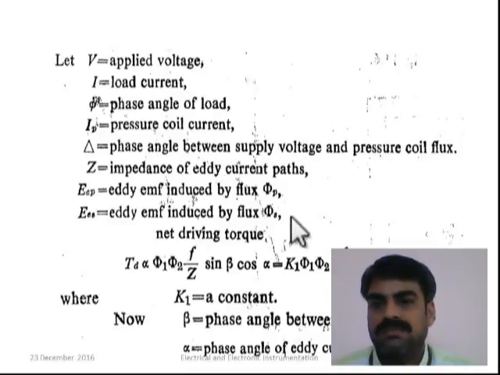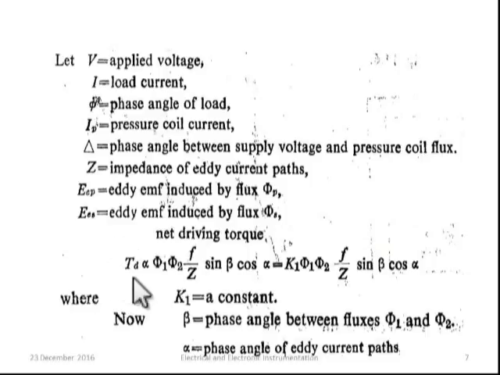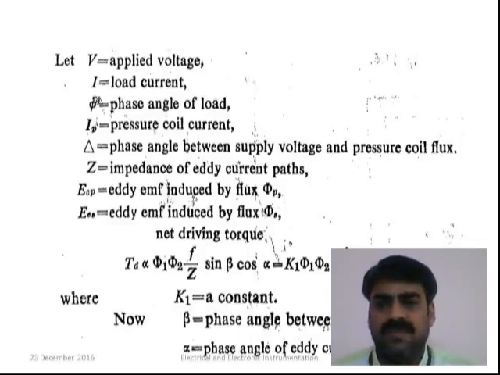So based on these assumptions, the net driving torque TD is proportional to flux phi 1 and phi 2. Phi 1 is the flux produced by the series magnet, phi 2 is the flux produced by the shunt magnet, f is the frequency, Z is already written over here, and sine beta, cos alpha. So what is beta? Beta is the phase angle between fluxes phi 1 and phi 2, whereas alpha is the phase angle of the eddy current path. So this is the net deflecting torque expression.